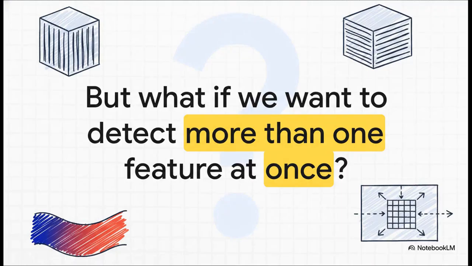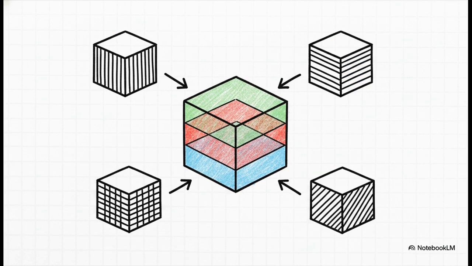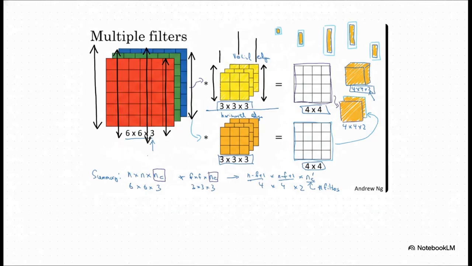I mean, think about it. Any single picture has tons of stuff going on. We might need to find vertical lines, sure, but what about horizontal ones, or diagonal ones, or a patch of a certain color? How in the world can we look for all of that at the same time? Well, the solution is actually beautiful in its simplicity. We just use more filters. That's it. We run the same process over and over, but each time with a new filter that's been built to find something different. So check it out.